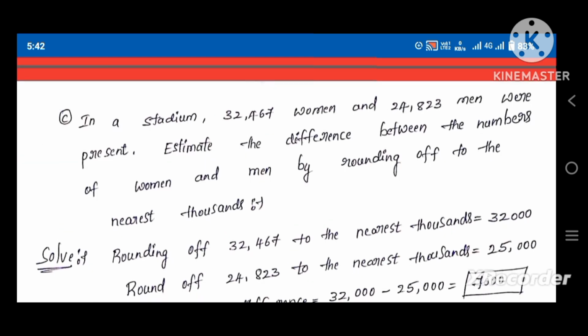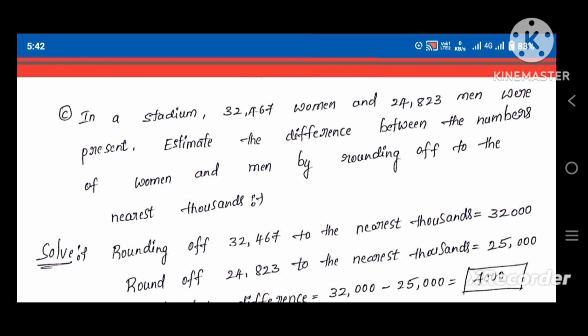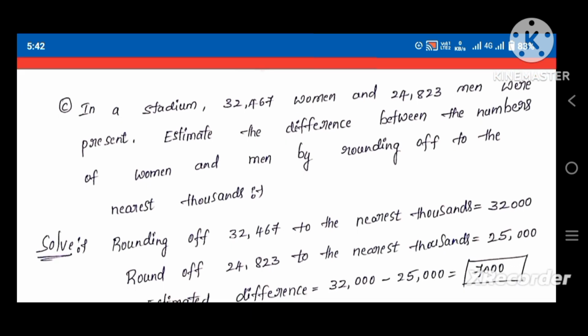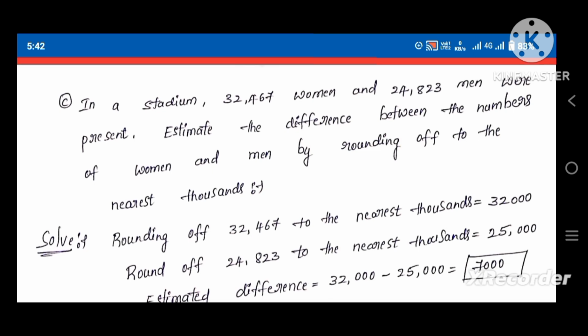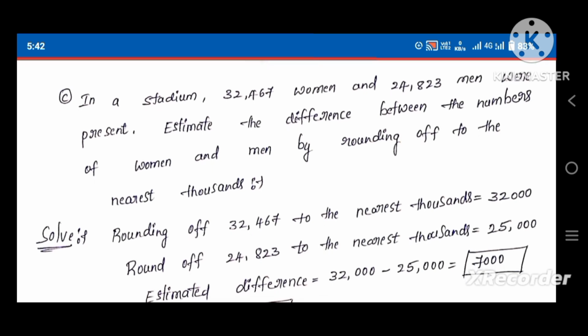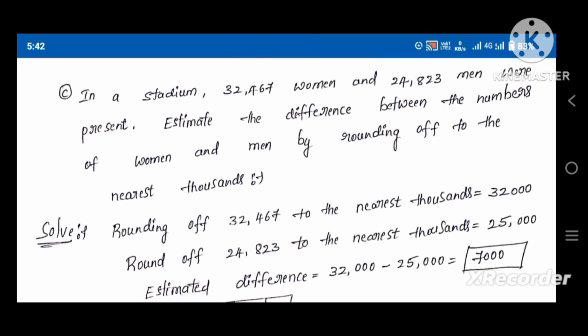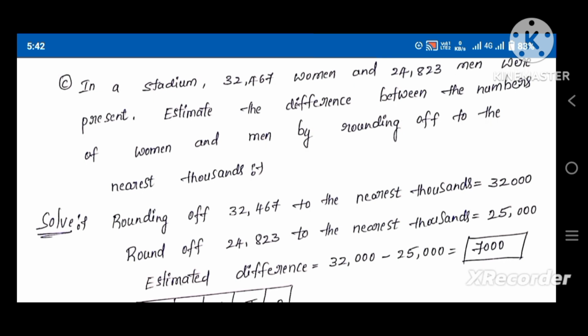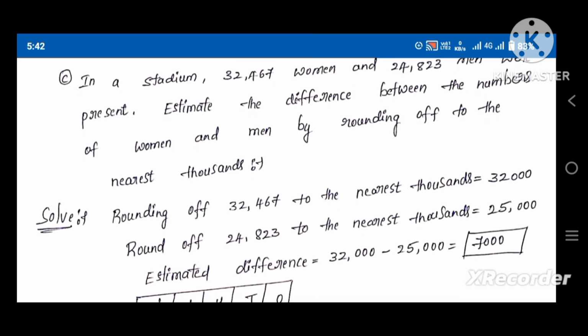Question number C. In a stadium, 32,467 women and 24,823 men were present. Estimate the difference between the numbers of women and men by rounding off to the nearest thousands. Solve.